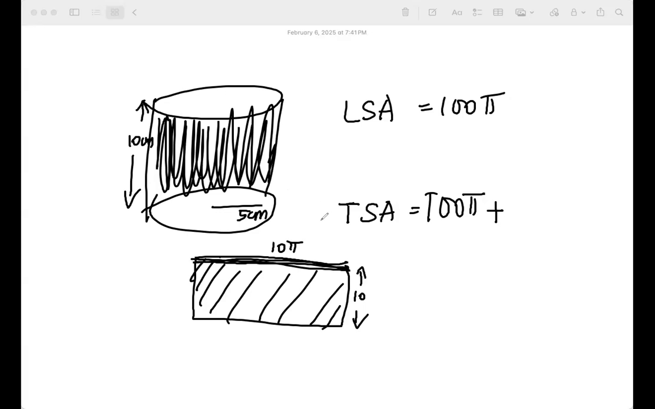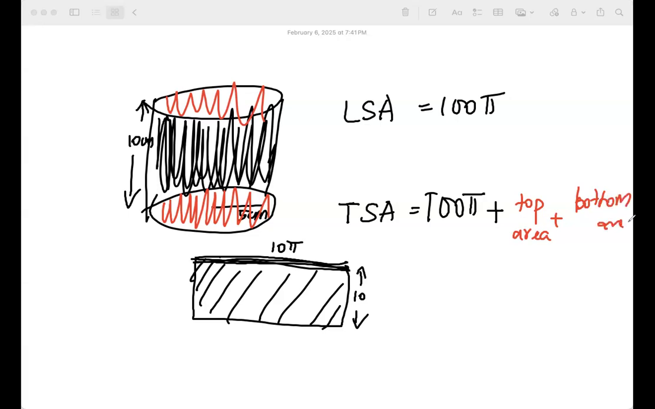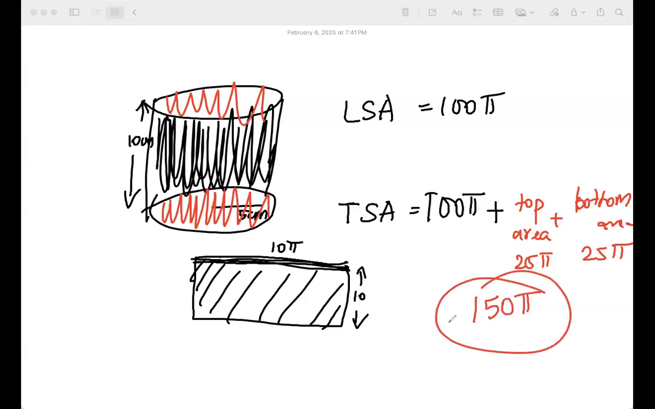100 pi. Then what do you need to add for the total surface area? The top and bottom area are additions. What is the top area? It's after all a circle, right? So that's 25 pi. This is again another 25 pi. So what is the total surface area? 150 pi. You all get it now?